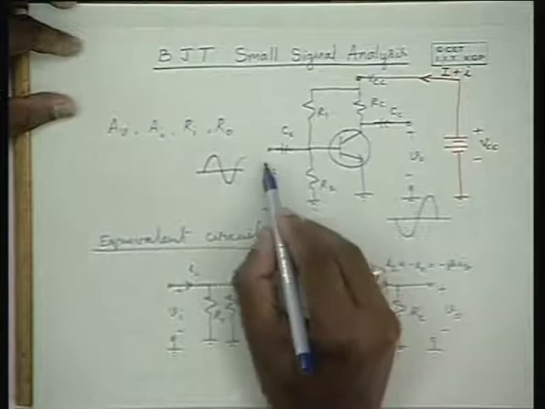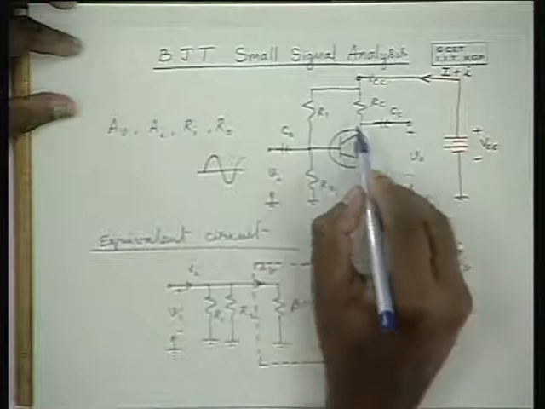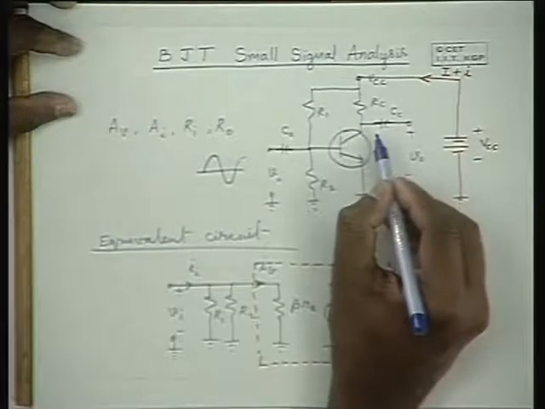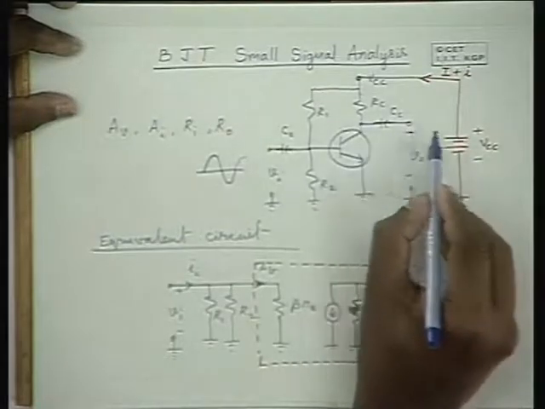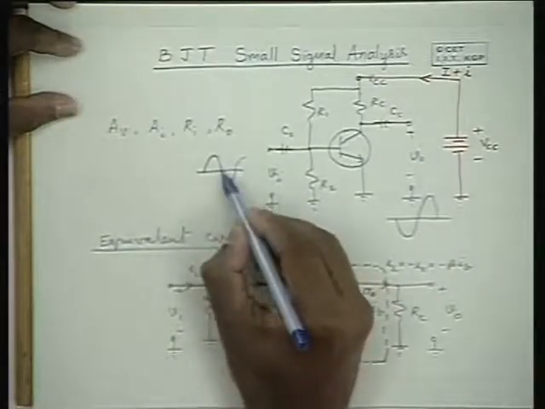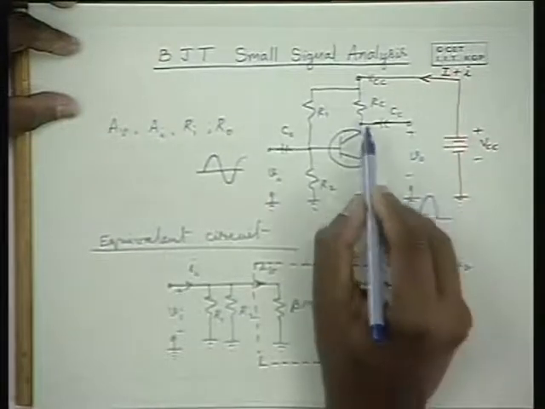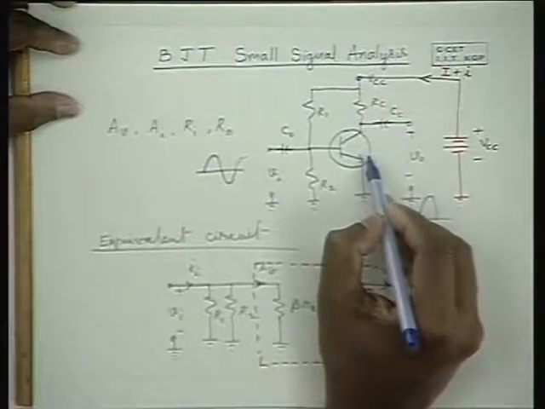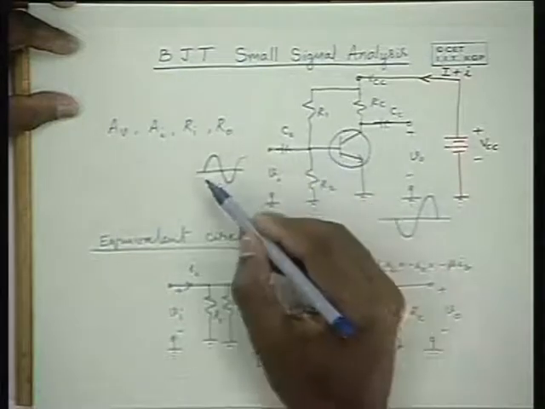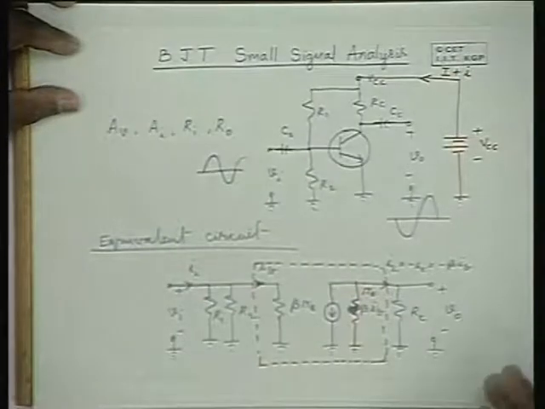What is the reason? When the voltage increases here, base current increases, and as a result collector current increases. When collector current in this direction increases, the voltage at the collector drops. Therefore, when the input rises like this, the output voltage falls like this. That's because the collector current is proportional to the input current, and input current is proportional to the input voltage. Because of this reason, the voltage gain is negative.